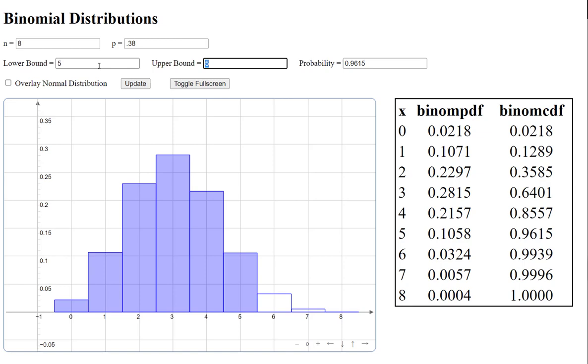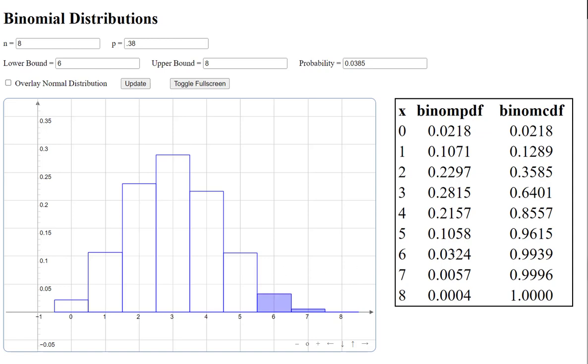I haven't answered everything. But my upper bound would definitely be the maximum that it could possibly be, which is 8. The last thing I need to ask is, do I include this endpoint? So is 5 included? If it's more than 5, I'm not including that endpoint. So here's what I need to do. I need to only include 6, 7, and 8. So these probabilities together here, I need to find the sum of.